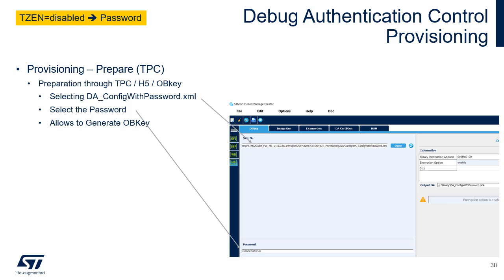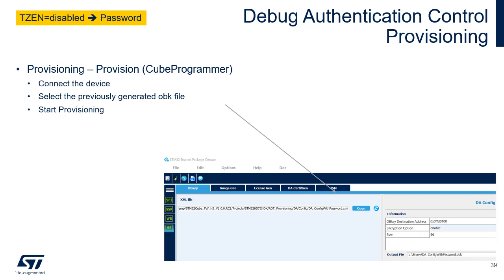The following information is required: DA-config with password XML file describing the OBK region structure. The password is directly entered in the GUI. The OB key is then generated and output in the da-config with password.obk file.